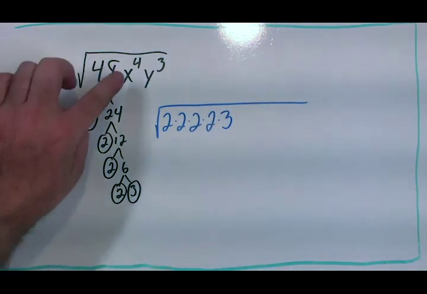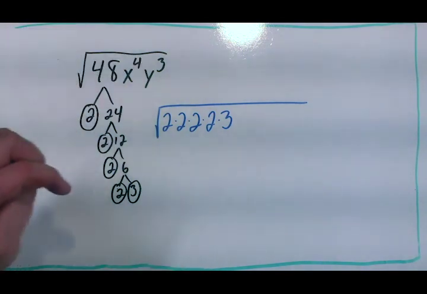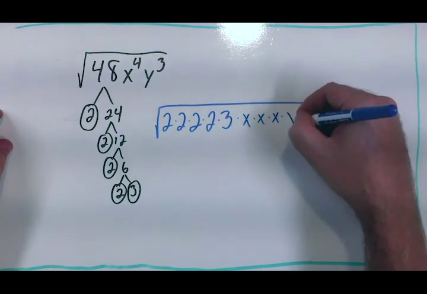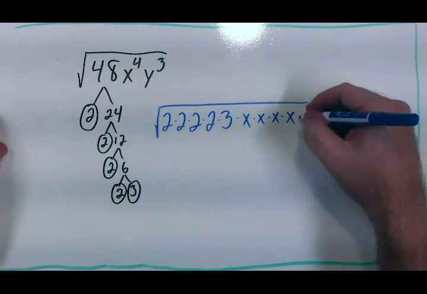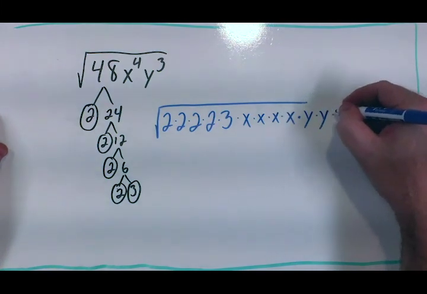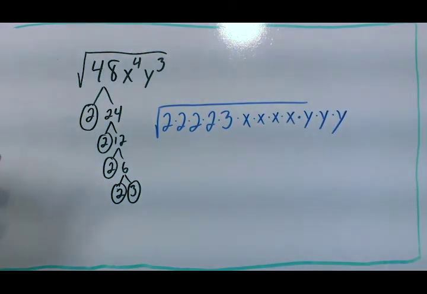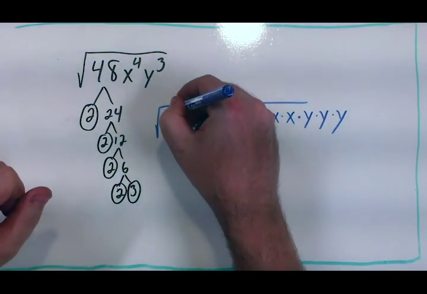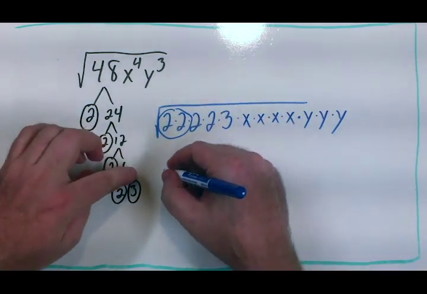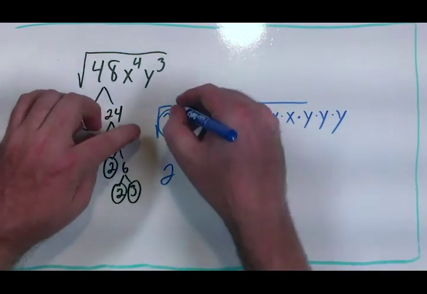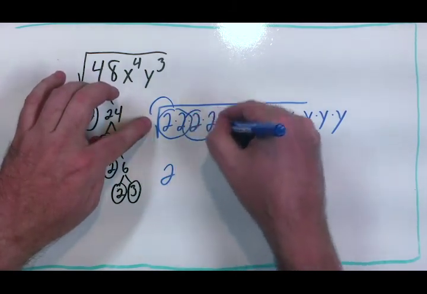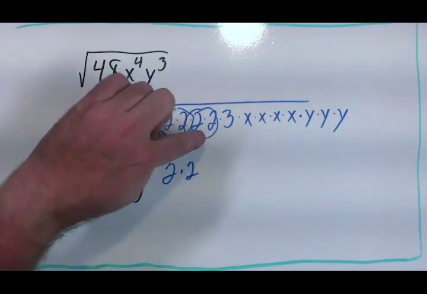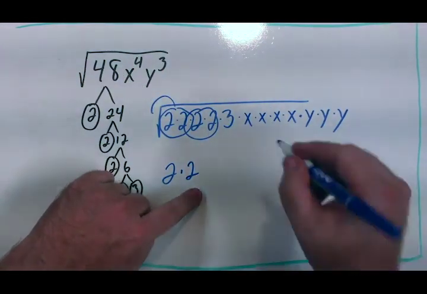Now for the variables, all I do is look at the exponent. That's x to the fourth, so there's 1, 2, 3, 4 x's. Y to the third, that's 1, 2, 3 y's. Then all we have to do is pick out our pairs, numbers that match. I have a 2 and a 2 right here, so that 2 is going to come outside the square root. I have another 2 and a 2, so I'm going to pull out a 2 for that pair. The 3, there are no more 3's anywhere in there, so I'm not going to pull out a 3.